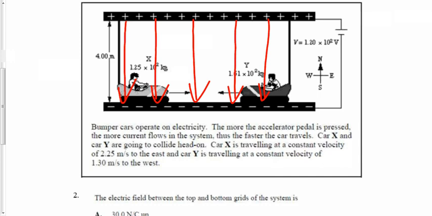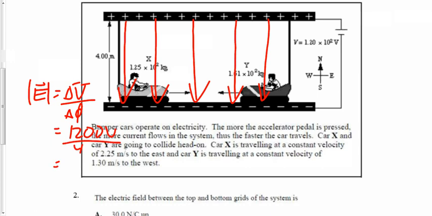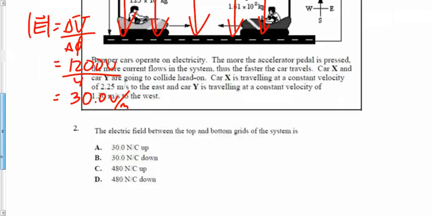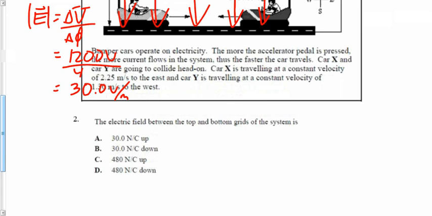Now we want to find a field here. This is a uniform field, so we're going to use those bottom 2 equations. The one that's going to work for us is this one, E is equal to delta V over delta d, the uniform producer equation. The potential difference here is 1200 volts divided by 4 meters, which gives me, what is that, 300? No, 30. 30 volts per meter. So we're going to say our answer is, oh wait, I don't even see volts per meter. Yeah, same thing. 30 newtons per coulomb, and we already said that it was down, so the answer would be B for that one.